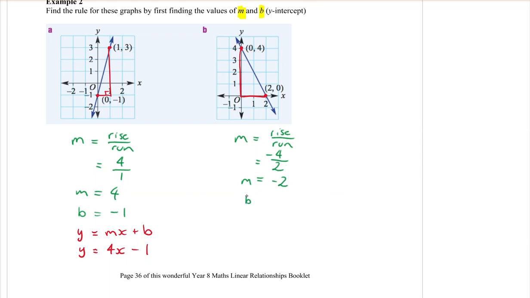Next, we need the b, the y-intercept. Using our line, our y-axis, we want to follow that line there until we find where it intersects, which is right here at this number, which is 4. So b is equal to 4. Now that we have them, we can put them into our rule. y equals mx plus b. The m is a -2, so y equals -2x, and b is 4. So that is the rule or the equation of the line that is drawn there.